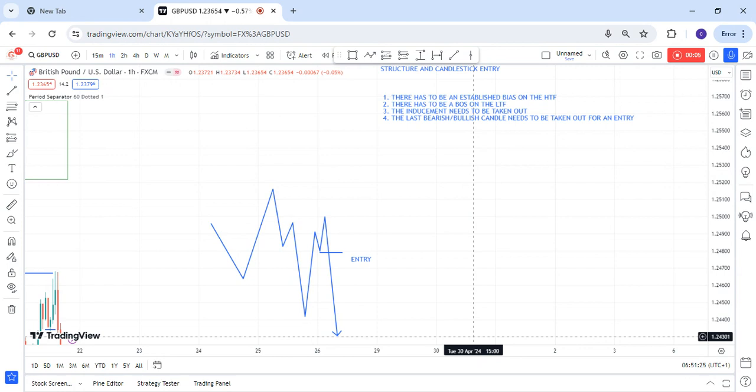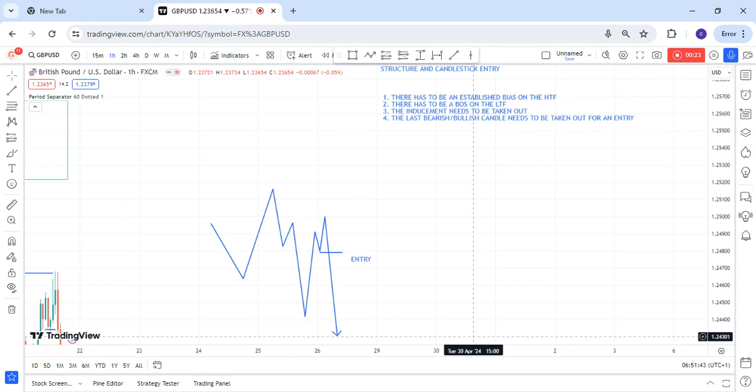I'm going to teach something on structure and candlestick entry. Often we see traders who know that we are bearish or bullish, but they don't actually know when to enter. And this is one of the trade setups I use for my entry. Let's see how it works.